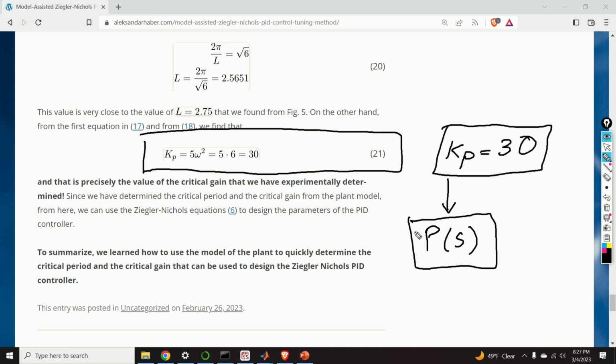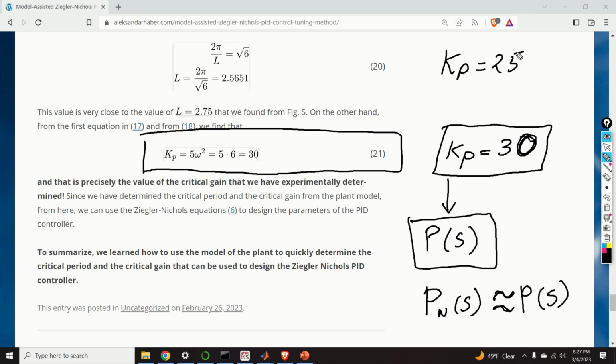Now, in practice, you will never know accurately the model of the system. You will know some nominal model that's not exactly equal to P of s, however, it can approximate P of s relatively well. Then you will, instead of, let's say, 30 for the critical gain, obtain Kp equal to 25. And once you do experimental measurements on the system, you will see that this Kp does not produce stable oscillations. Does this mean that this method is useless? No, it's not useless. It's actually very useful, since this Kp can be a good starting point for increasing further the value of Kp in order to find the critical gain.